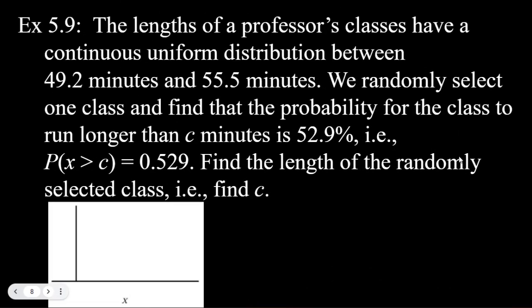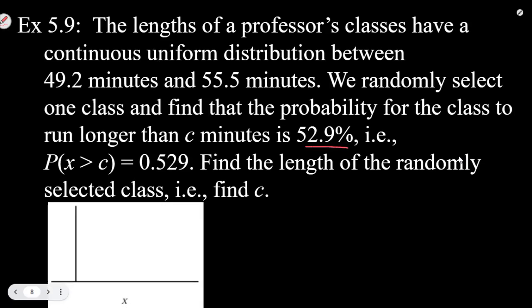Example 5.9, the lengths of a professor's classes have continuous uniform distribution between 49.2 minutes and 55.5 minutes. We randomly select one class and find the probability for the class to run longer than C number of minutes is 52.9%. In other words, the probability of X being greater than C is 0.529. Just converting this percentage into a decimal. That's all that was done there, and writing it in probability format. Find the length of the randomly selected class. In other words, find C.